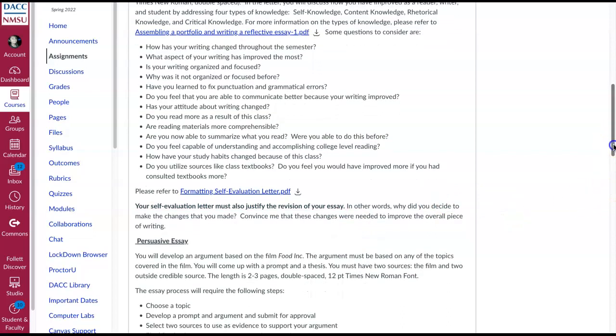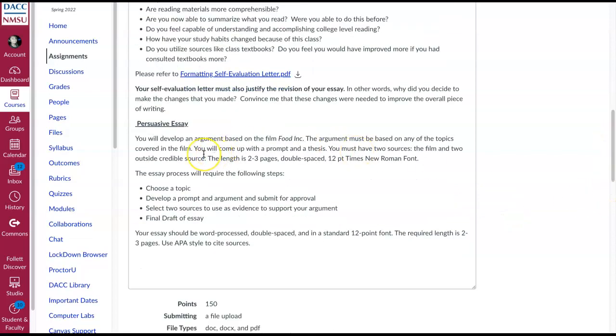The last and final component is the persuasive essay. So for this essay, you're going to watch the film Food Inc., which I do have a link where you can go ahead and watch the movie for free. And what you're going to do is you're going to watch the film, and the film deals with a lot of different topics ranging from obesity to junk food to immigration to animal rights to the monopoly of the food industry. It deals with a lot of topics.